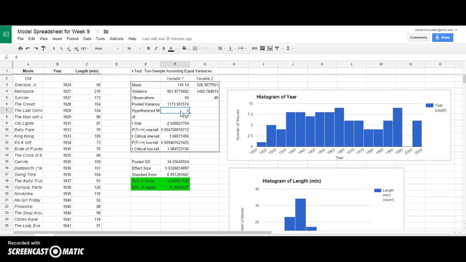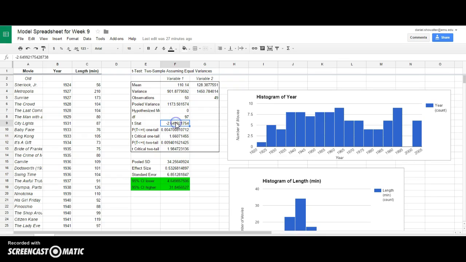Now this hypothesized mean, this is really important. This is the null hypothesis here, 0. What does that mean, the null hypothesis of 0? Well, what we're actually doing here is testing the difference between older movie lengths and newer movie lengths. So this null hypothesis says there is no difference, that newer movies on average have exactly the same length as older movies. And that's what we're going to either reject or fail to reject. Remember that we never accept the null hypothesis.